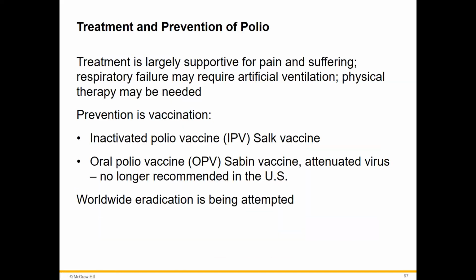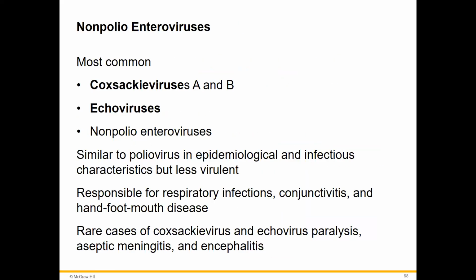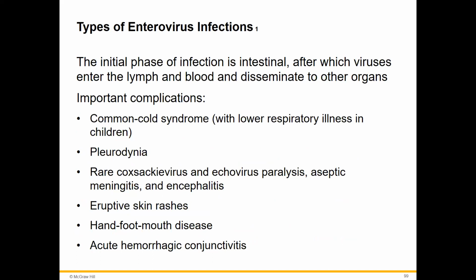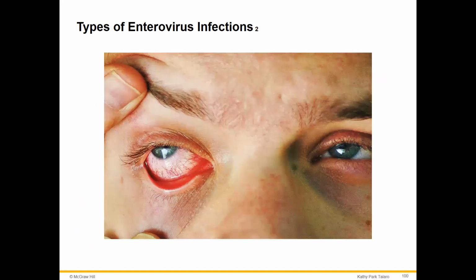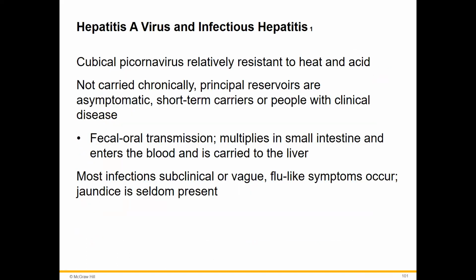Okay. Treatment and prevention, great. Coxsackie A and B, we often talk about, they're similar in its infectious characteristics, but less virulent. You see them more as respiratory infections or hand, foot, and mouth disease. It's rare to see them causing paralysis or significant sequelae. Typically, you'll see it start as a common cold. Those are some of the examples.